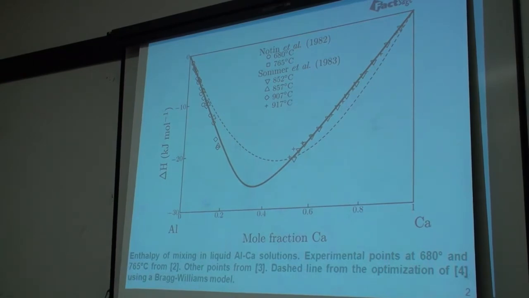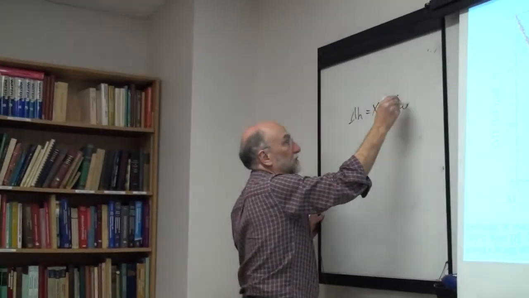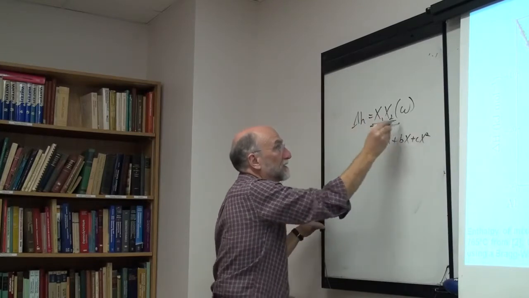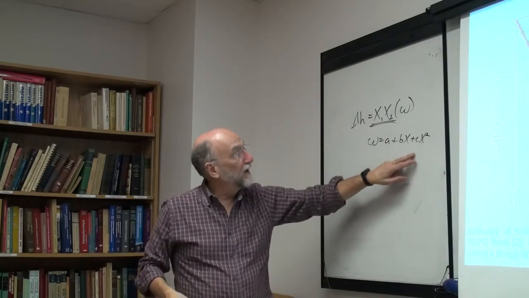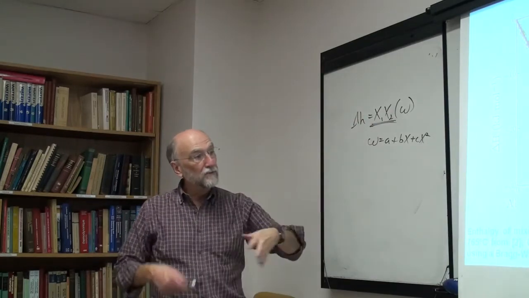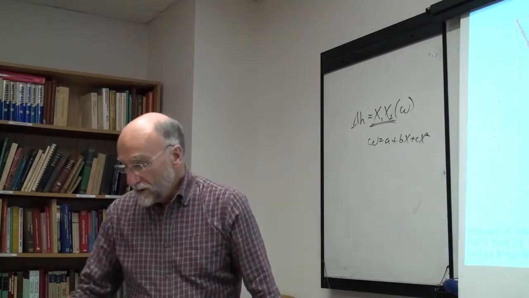Bragg-Williams is called a point model, which means you have all your lattice points and you have random mixing on the points. Now remember, the heat of mixing in a Bragg-Williams model would be x1 x2 times omega, where omega might be a power series, a plus bx plus cx squared or whatever, but you have the parabolic. It's always parabolic, because it's random mixed. x1 x2 is the probability of a 1-2 pair in a random mixture. That's where it comes from, and there's no way around it.